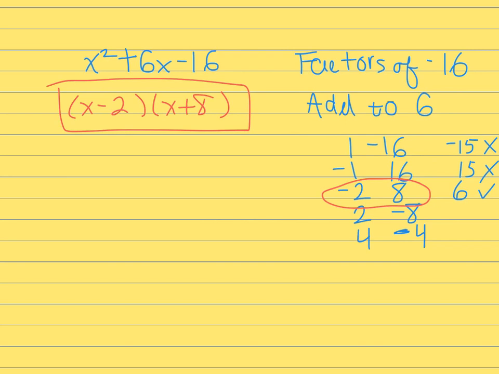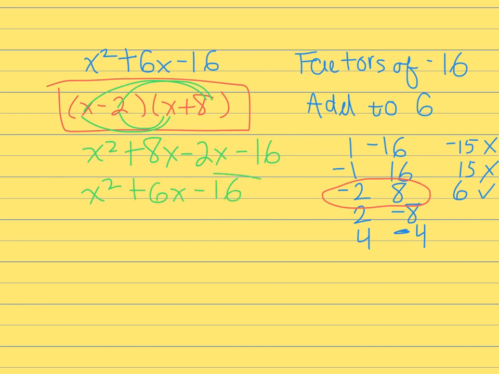We would FOIL by doing the first two and getting x squared, by doing the outside two and getting 8x, by doing the inner two and getting negative 2x, and then the last two and getting negative 16. So that's x squared plus 6x minus 16. And there you go. That checks, that matches the original problem. So that's how all of these are going to work on this page.